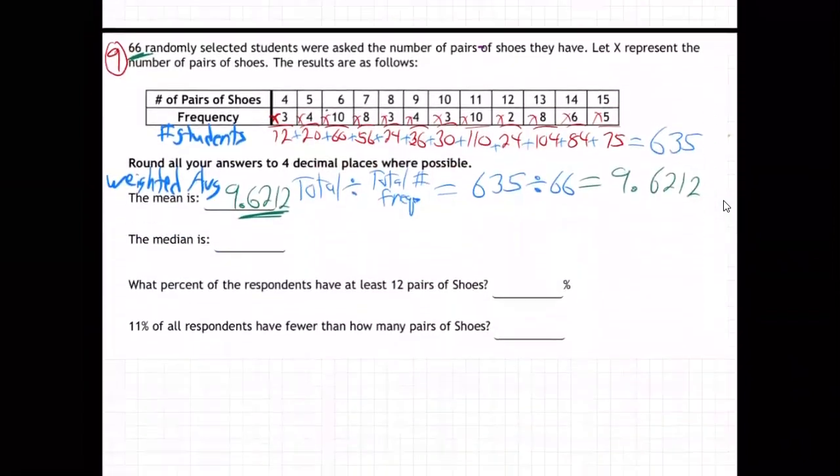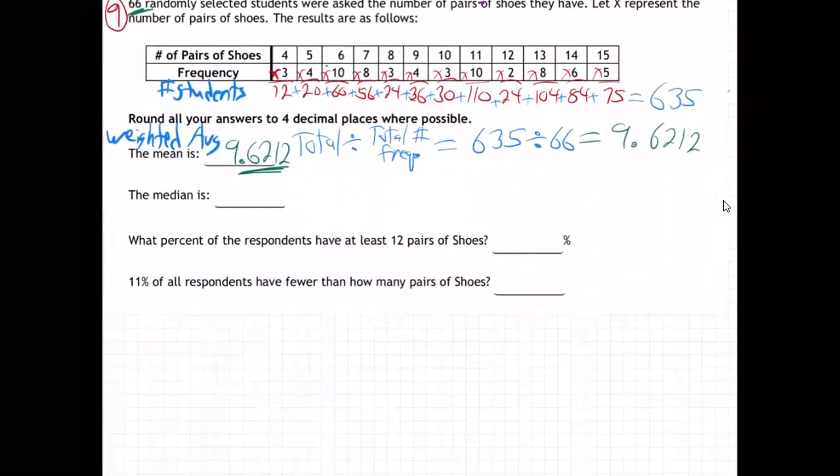Okay, so let's go back to the problem. What I'm going to do is very tediously write them all out. You don't have to do this, but I want to be super thorough. So here's the order of all the numbers. First off, we have 3 4s: 4, 4, 4. That's 3 students that each have 4 pairs of shoes. And then 4 students that have 5 pairs of shoes. So that's 4 5s.